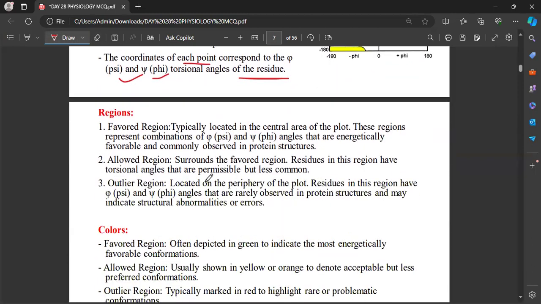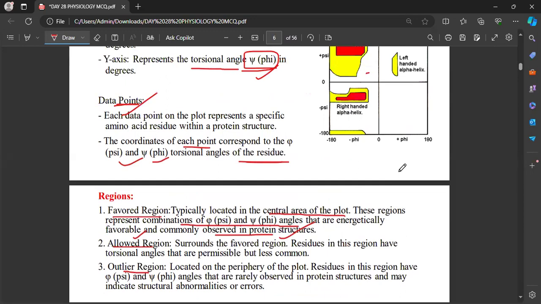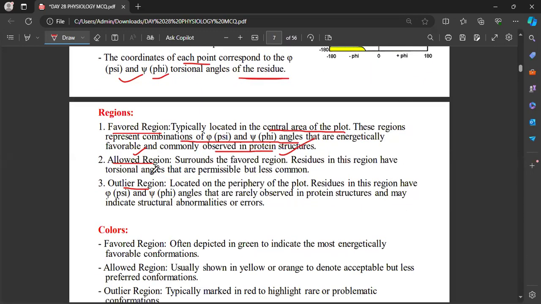We have different regions in the Ramachandran plot: favored region, allowed region, and outlier region. In the favored region, see, it is located in the central area of the plot. These areas represent the combination of psi and phi angles that are energetically favorable and commonly observed in the protein structure. And allowed regions will be the surrounding area of the favored region. The favored region is surrounded by the allowed region, and these allowed regions have torsional angles that are permissible but less common.